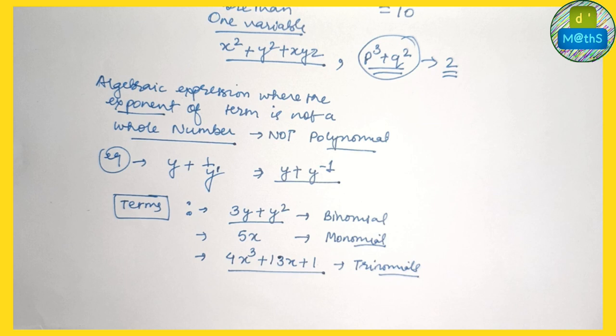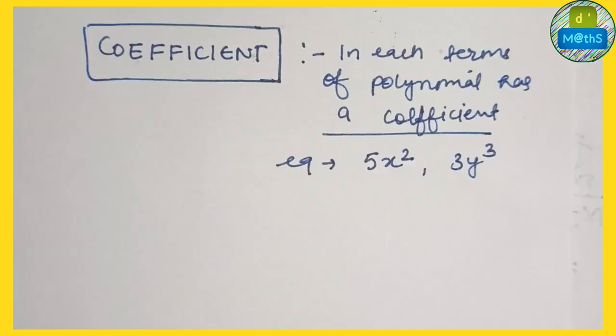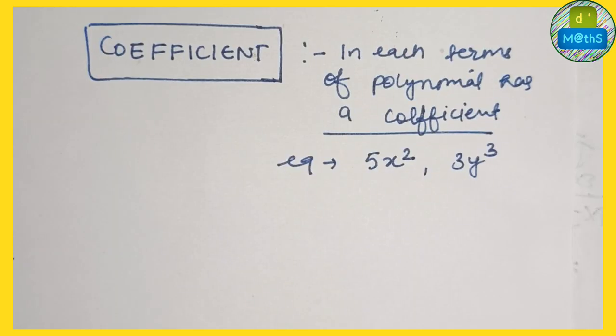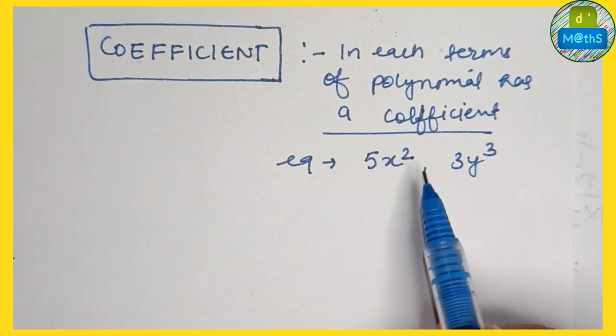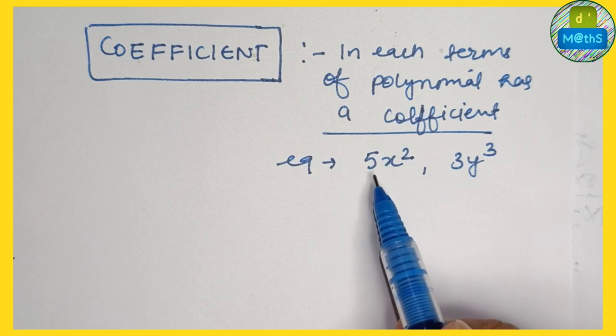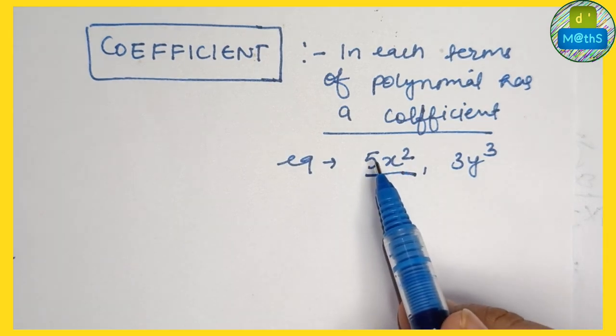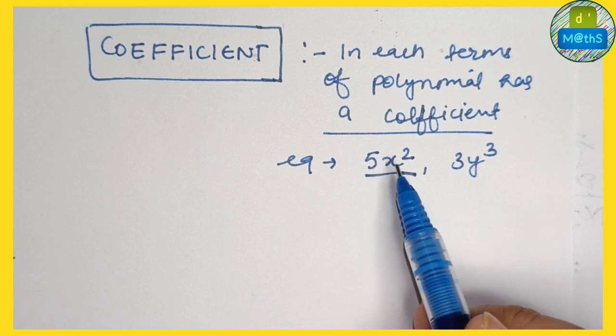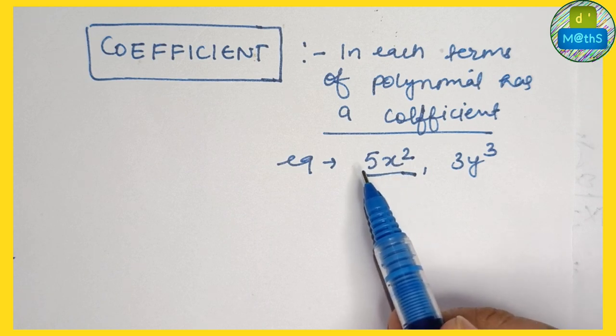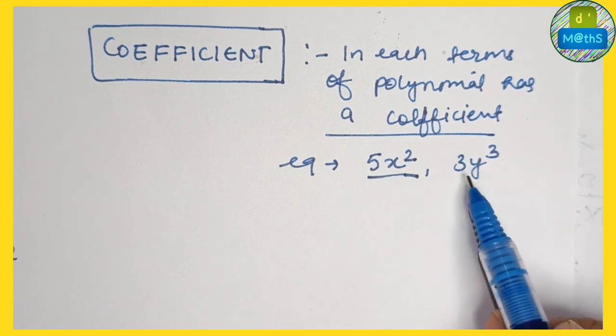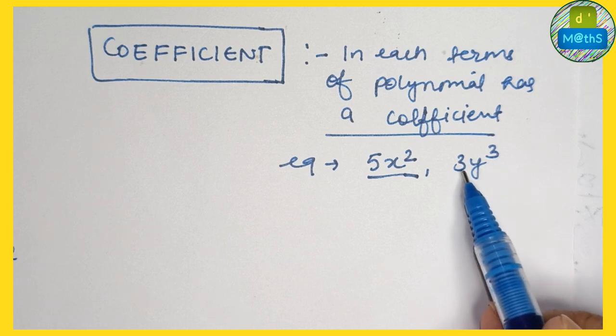So now moving to your next concept, that is coefficient. So what is a coefficient, friends? In each term of a polynomial there will be a coefficient. Suppose an equation is given, 5x square. So what is the coefficient of this term? The coefficient will be 5. The constant that is multiplied with that variable, that will be considered your coefficient. And what will be the coefficient of 3y cube? Here the coefficient will be 3.